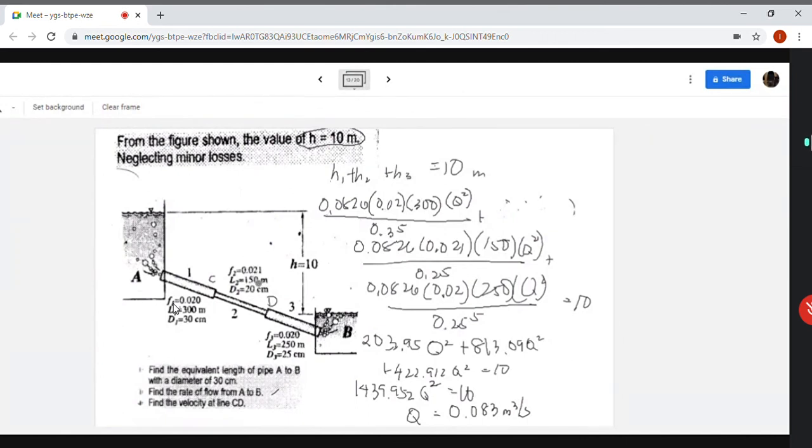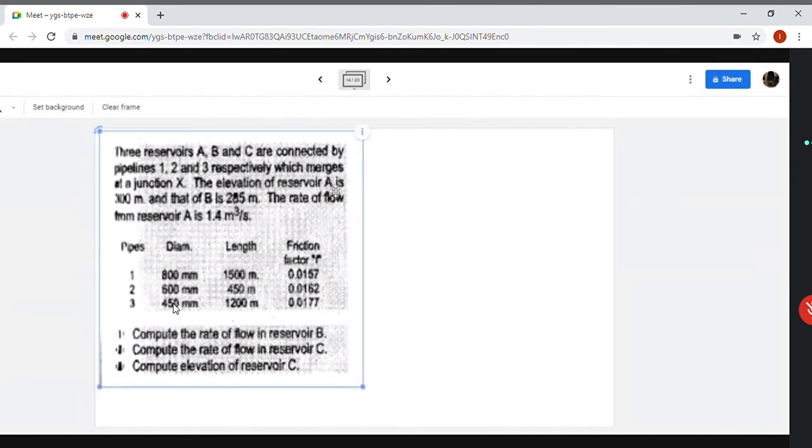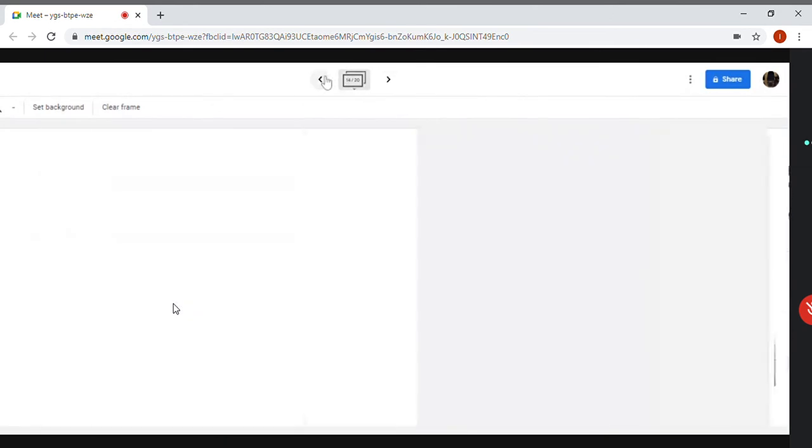So how are we going to find the equivalent length? We have the total head loss of 10 meters, and we have the discharge of 0.083.